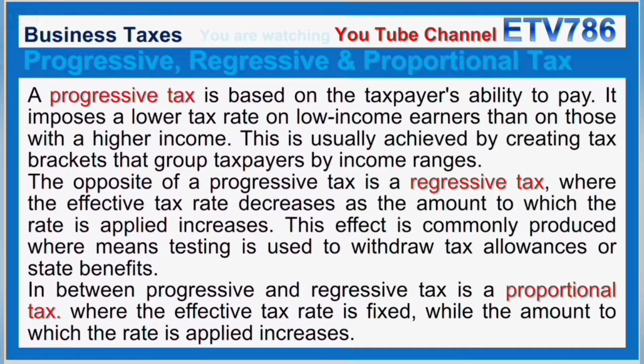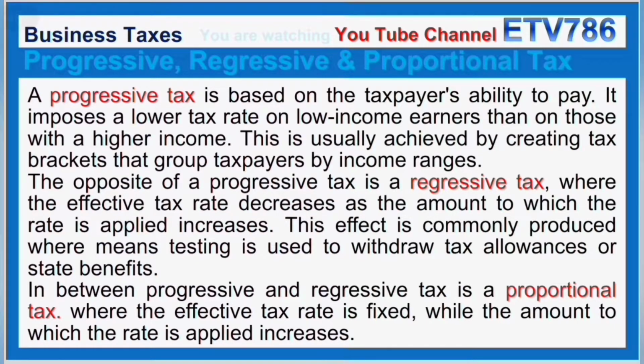Progressive, regressive, and proportional tax. A progressive tax is based on the taxpayer's ability to pay. It imposes a lower tax rate on low-income earners than on those with a higher income. This is usually achieved by creating tax brackets that group taxpayers by income ranges.